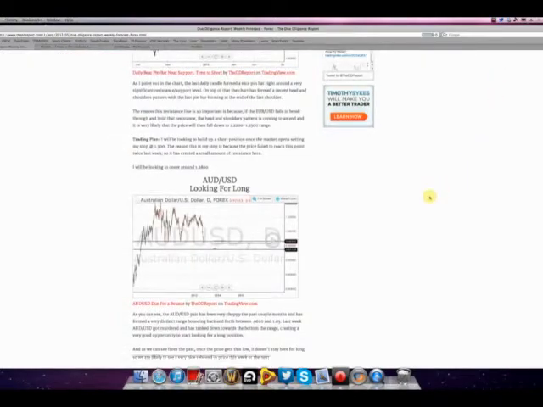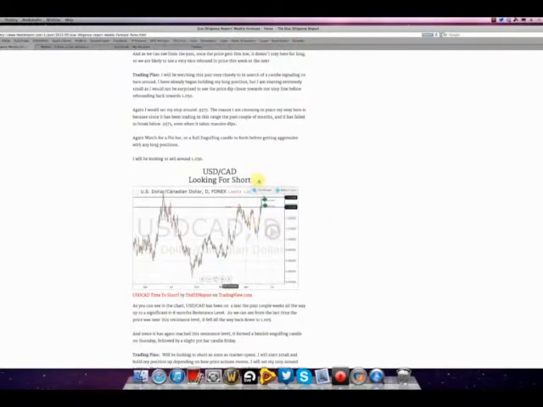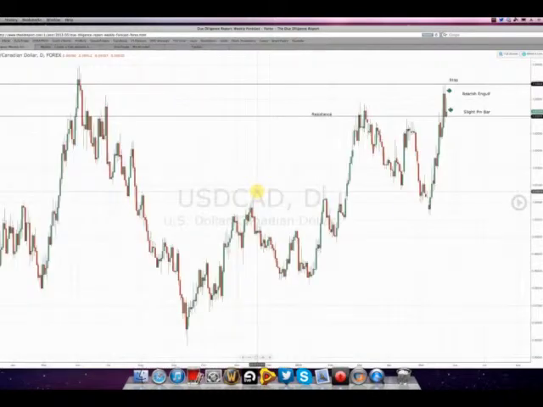Next, we have the dollar CAD. This is a great looking chart. Again, all these charts are daily candles. For the most part, I look at daily time frames, 4-hour time frame, and 1-hour time frame, or 1-hour candles, 4-hour candles, daily candles. But here's the dollar CAD.